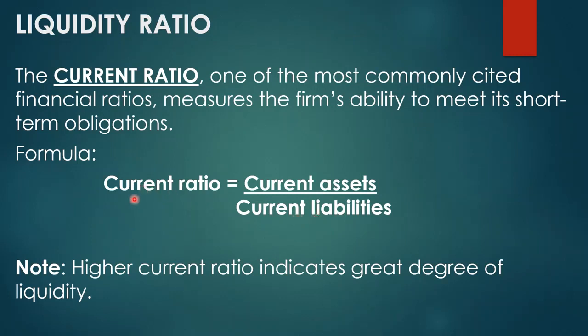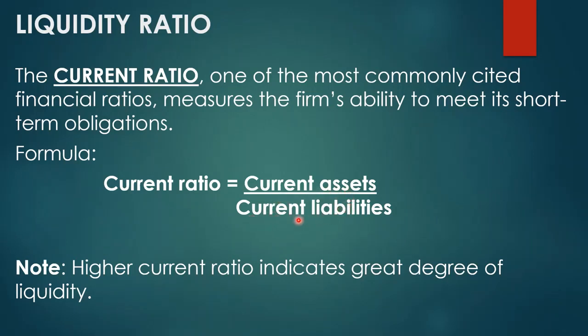Ang sagot dito is 1.0 and above. Kapag ganoon ang nangyari, ibig sabihin, mas maraming current assets compared sa current liabilities. Meaning, mas may cover ang current assets para sa pambayad sa current liabilities. Now, kapag below 1 ang current ratio, ibig sabihin, mas maraming current liabilities over sa current assets.